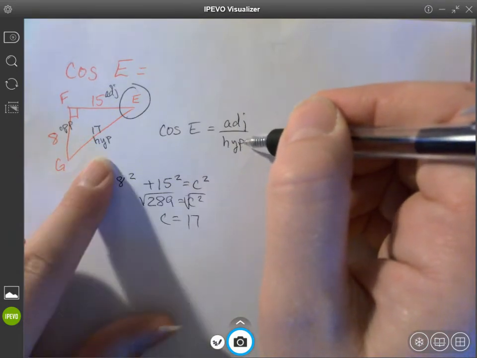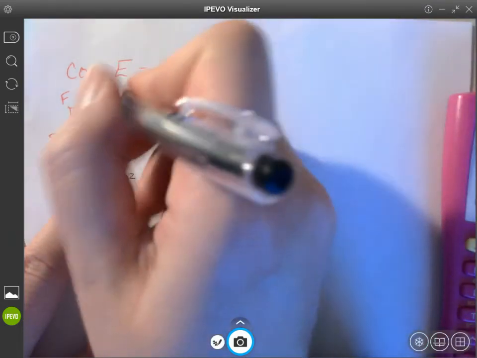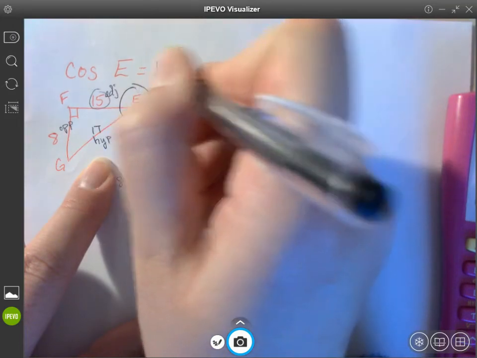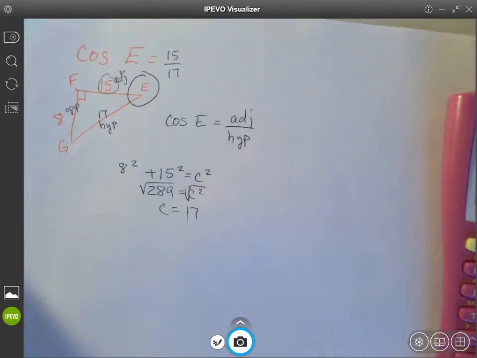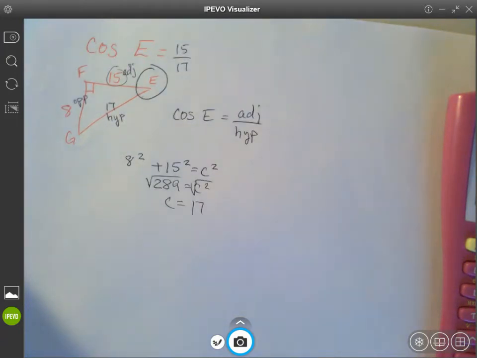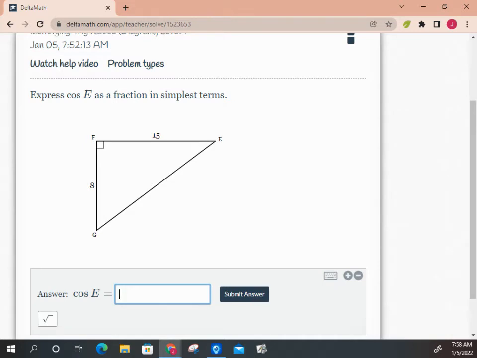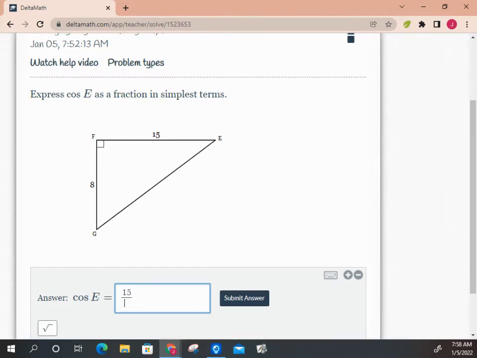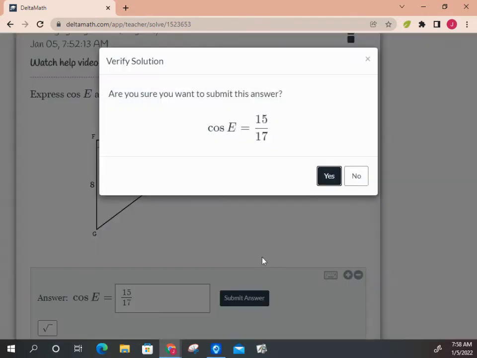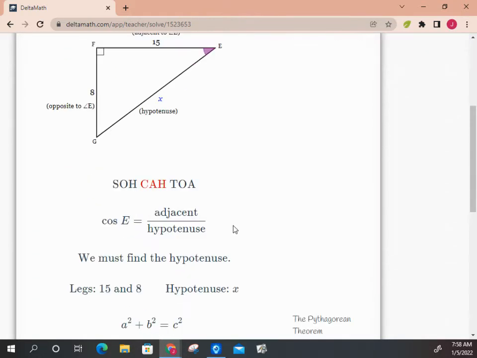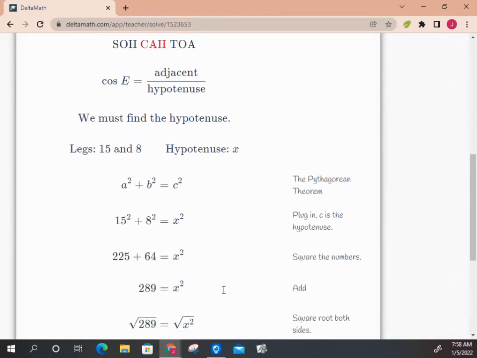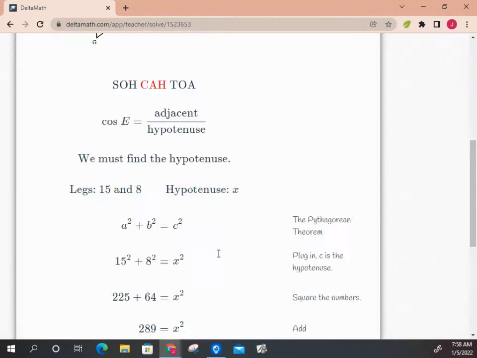So the cosine of E I can now do, it is the adjacent 15 over the hypotenuse 17. So for my problem, I would enter that. Let me go back to it. I would enter 15, the slash over 17, and then I would check it. And that is correct. And remember, you can always look at the solution to make sure you broke it down correctly if you got it wrong, and they're showing you everything.